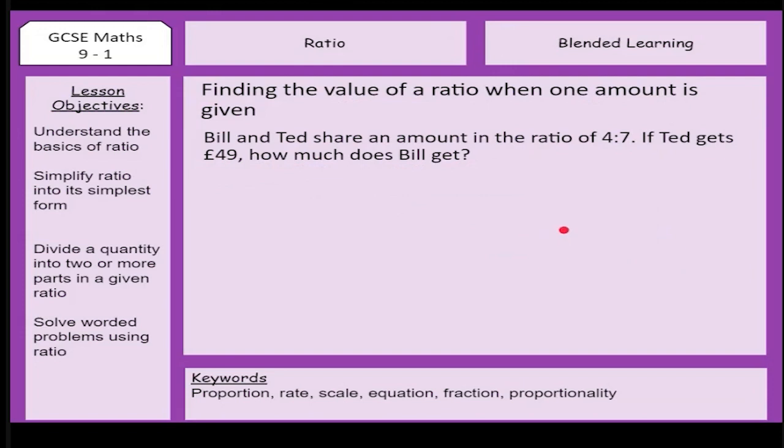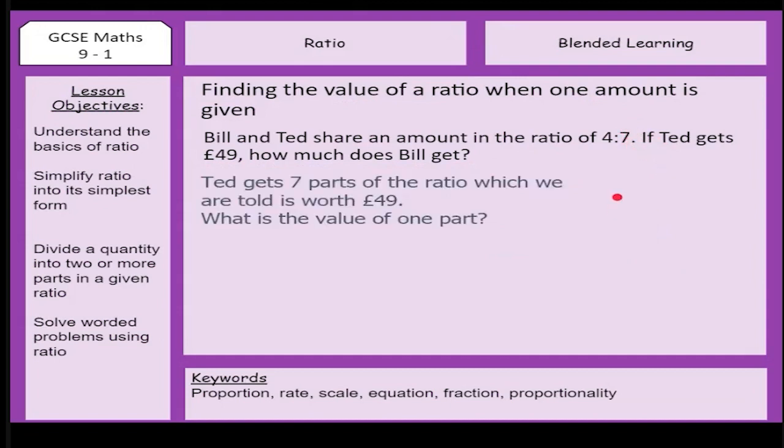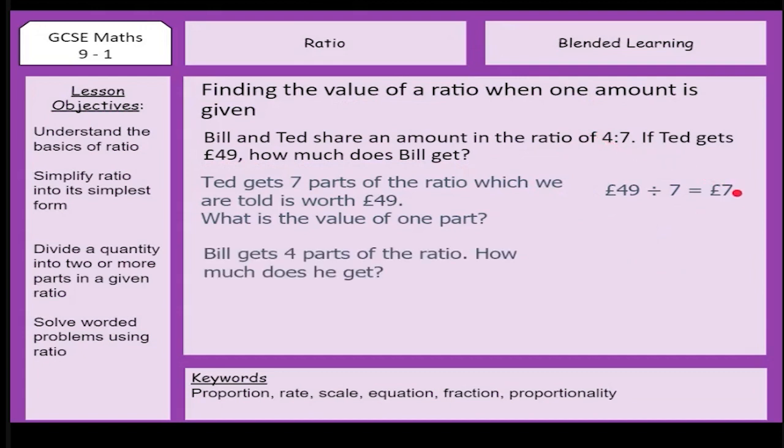Again, I don't want to know how much 7 parts are. I want to know what 1 part is. So I do 49 and I share it out between those 7 parts. So 49 divided by 7. That gives me £7. So I know one part is £7. If Bill gets 4 parts and each part is worth £7, how much does he get? Well, that's 4 multiplied by 7, which would be £28. So Bill gets £28.